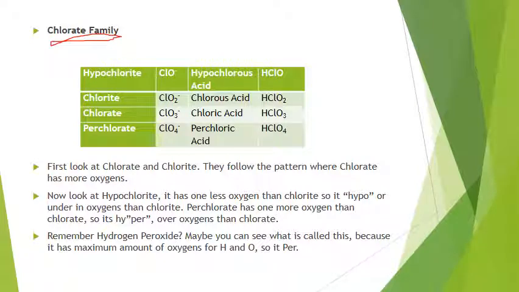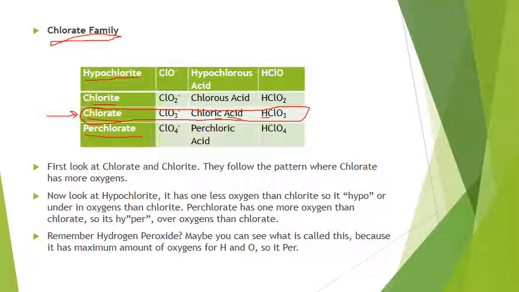Chlorate family. The chlorate family is kind of an interesting one because it's got a lot going on. If you look on the table a few pages back, you'll see that there's hypochlorite, chlorite, chlorate, and perchlorate. Let's start out with chlorate. I know it's ClO3 minus. Let's say I give this to you. Since it's ate, it's got to be an ic acid, and it'd be HClO3. It has 1 minus, so it has 1 H.